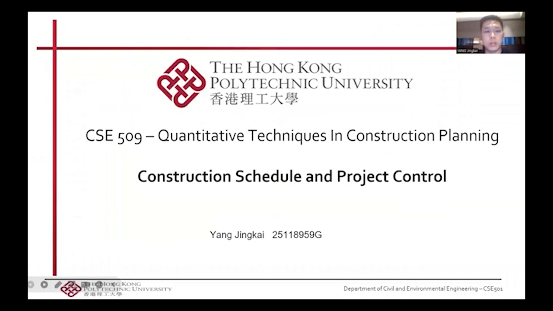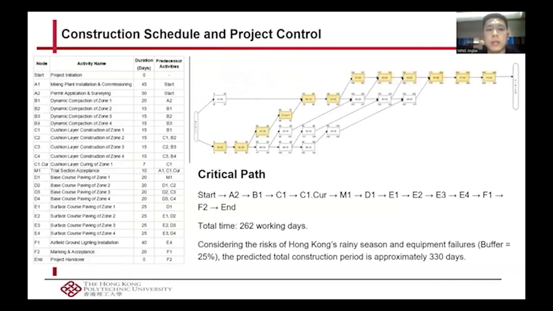Okay, this is my part: construction schedule and the project control. Just as in the previous construction process, to enhance work efficiency, we adopt the fold floor operation method, dividing the runway into 4 sections. The picture shows all the detailed processes of the project, and the AON diagram was drawn based on the project process in the table. And the yellow part represents the critical paths.